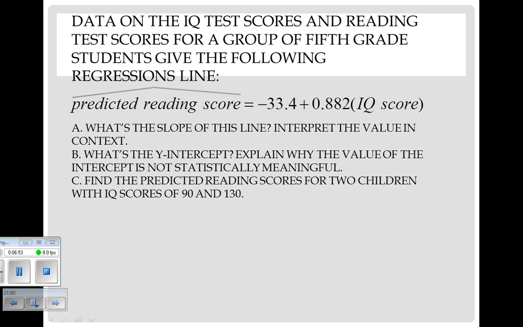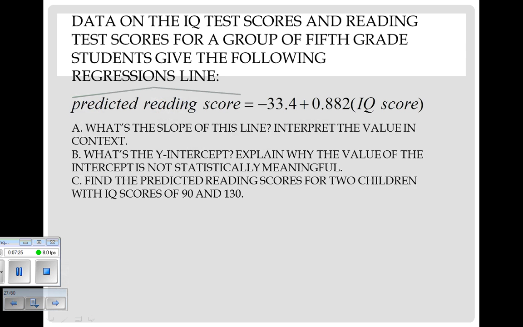All right. Data on the IQ test scores and reading test scores for a group of 5th grade students give the following regression line. Predicted reading score equals negative 33.4 plus 0.882 times their IQ score. What's the slope of this line? Interpret the value in context. What's the y-intercept? Explain why the value of this intercept is not statistically meaningful. And then C, find the predicted reading scores for 2 children with IQs of 90 and 130.